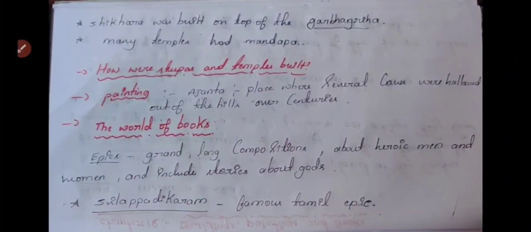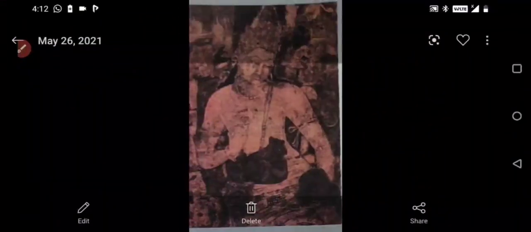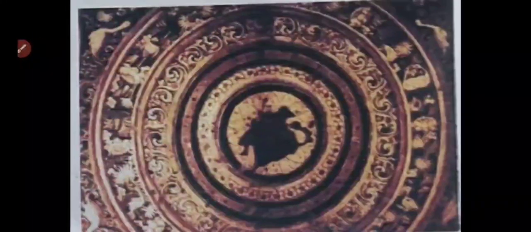Next, we shall see about paintings. Ajanta is a place where several caves were hollowed out of the hills over centuries, and I'll show you some of the images of paintings. You could see this image and this image.